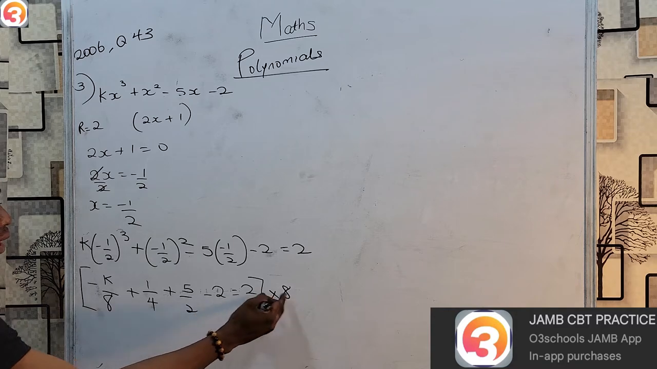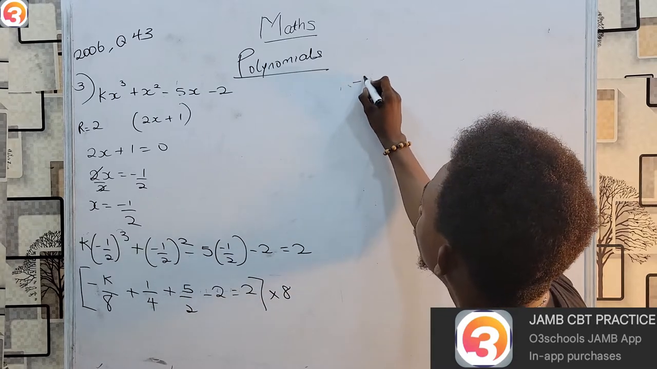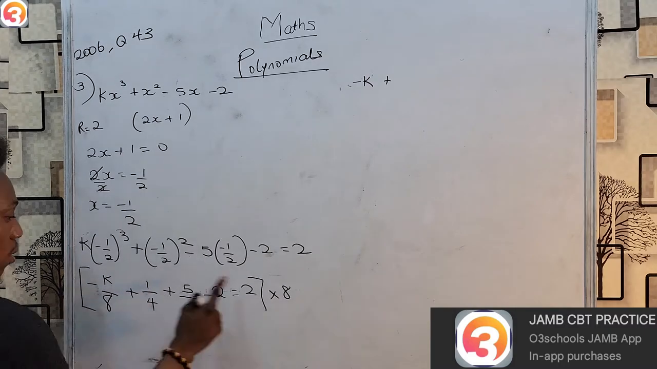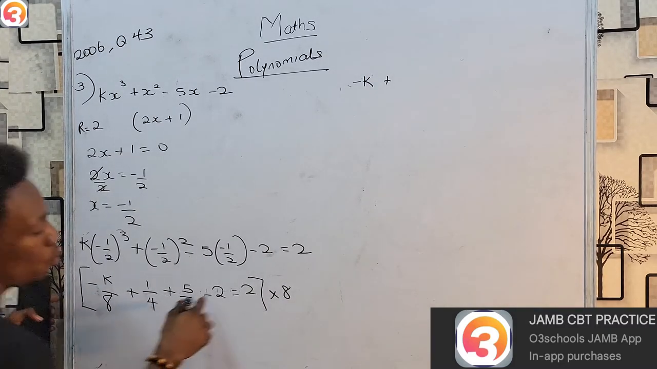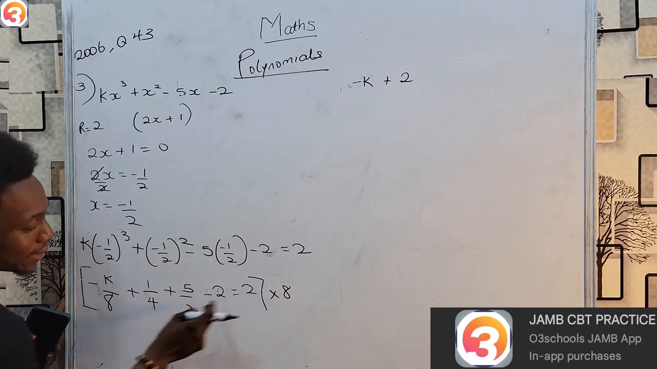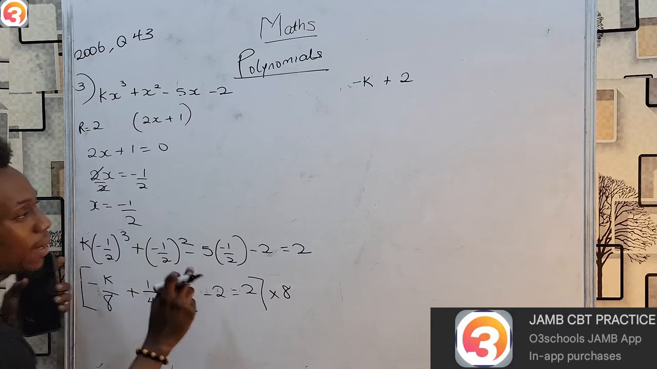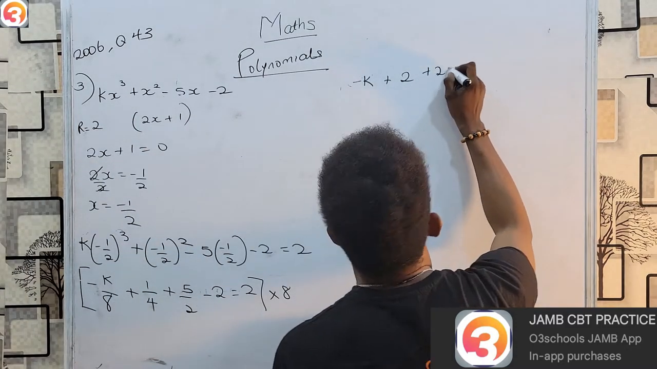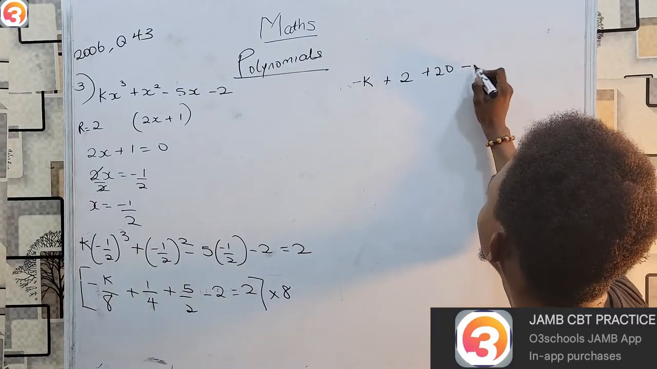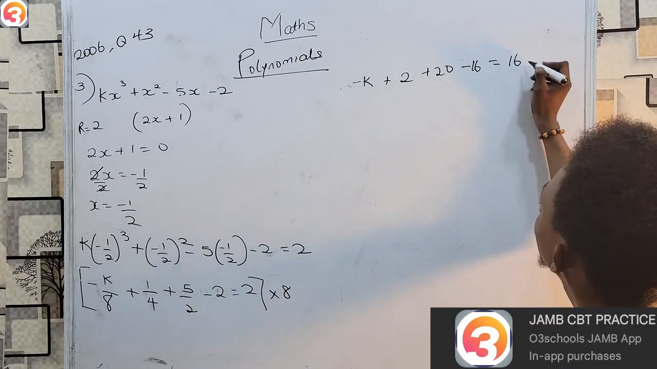As I'm aware, 8 times k over 8, 8 cancels 8. I'll be left with minus k, plus 8 times 1 over 4. 8 divided by 4 is 2. Next up, 8 times 5 over 2. 8 divided by 2 is 4. 4 times 5 is 20. Next, 8 times minus 2 is minus 16. And 8 times plus 2 is plus 16.